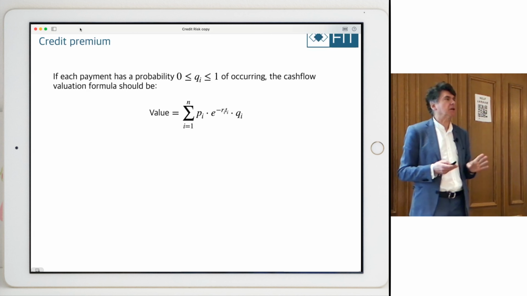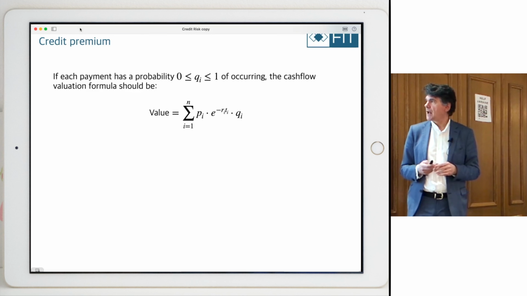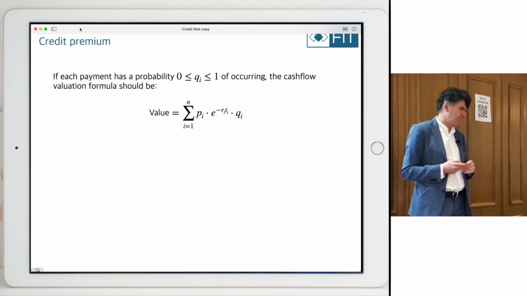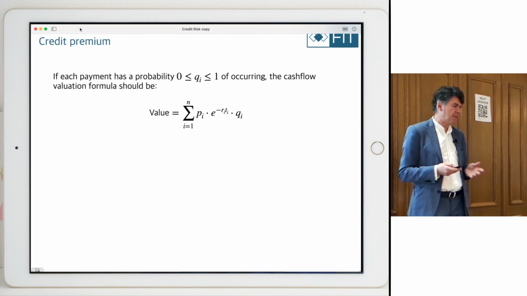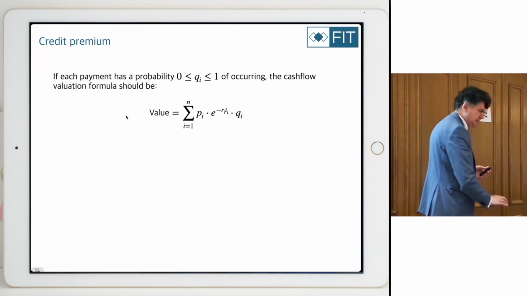Okay, I'm going to leave it there. I'm not going to give you the answer. The answer is coming, okay? But there's something that should have made you uneasy about this. I'm taking my payments, multiplying by the probability that something happens. What's wrong with that?